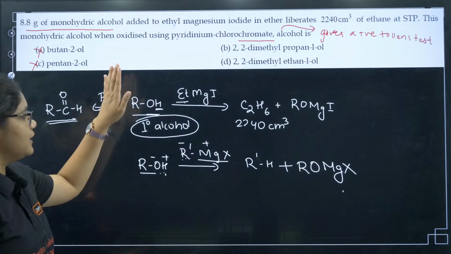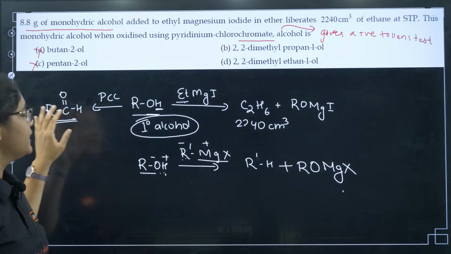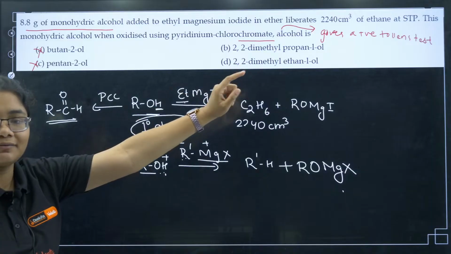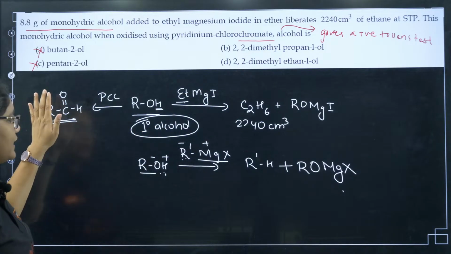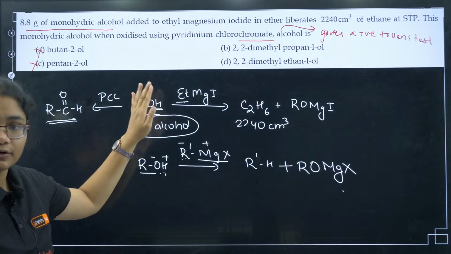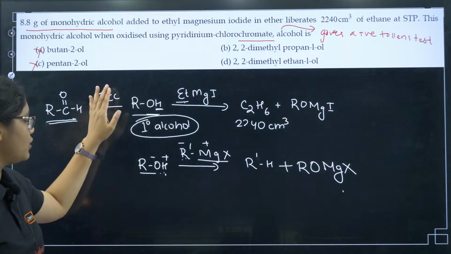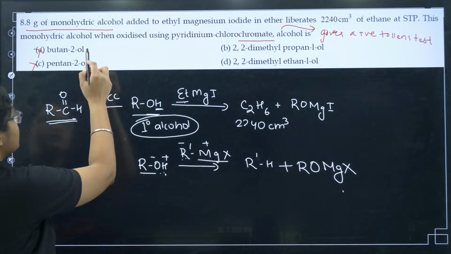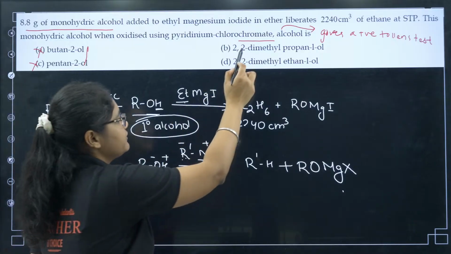Once again, let's see. The alcohol, if you oxidize it, gives you an aldehyde. Why am I saying it is an aldehyde? Because it gives a positive Tollens test. Now if this is an aldehyde, this must be a primary alcohol, because a primary alcohol on treatment with PCC gives us an aldehyde. So primary alcohol means I can remove these two. Now I am left with these two.